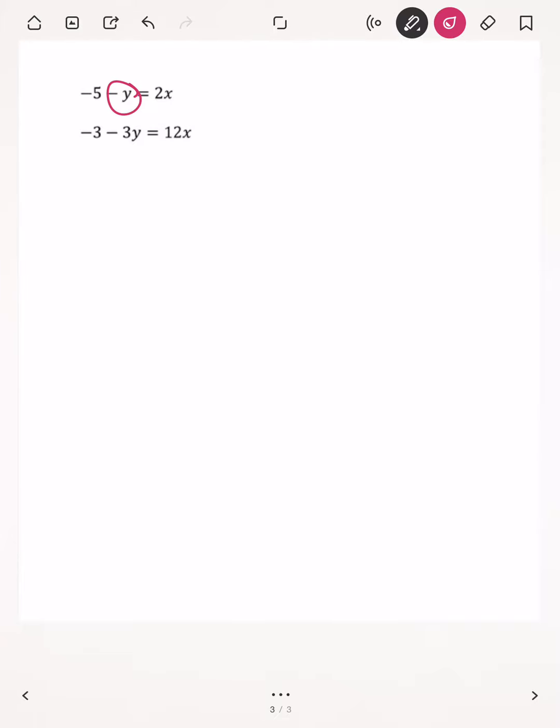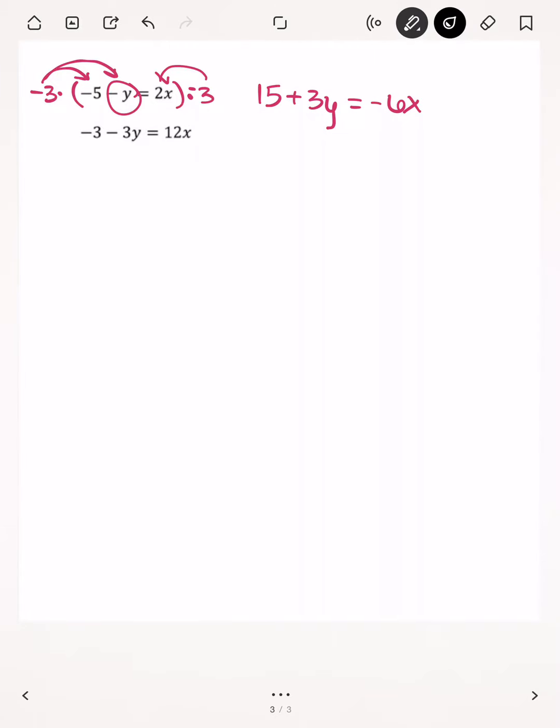To do that, I need to multiply this whole equation by negative 3. The negative changes the sign. The 3 allows me to multiply 3 times 1 and get that 3 value that I want. So I'm multiplying both sides by negative 3. And you have to make sure you do every single term to keep the equation balanced. So negative 3 times a negative 5 gives me a positive 15. Negative 3 times a negative y gives me a positive 3y. And a negative 3 times 2x gives me a negative 6x.